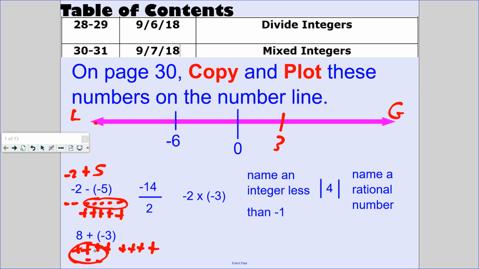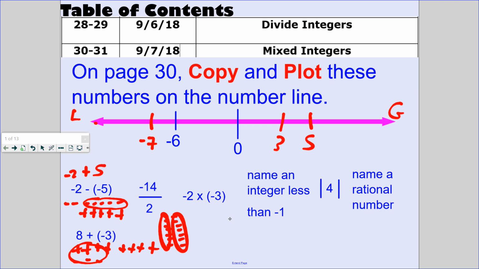This makes 0 pair, so it's 5. What's 14 negatives? 1, 2, 3, 4, 5, 6, 7, 8, 9, 10, 11, 12, 13, 14. Divided into two groups. -7. Another way to do it is 14 divided by 2 is 7. Opposite of 7 is -7.